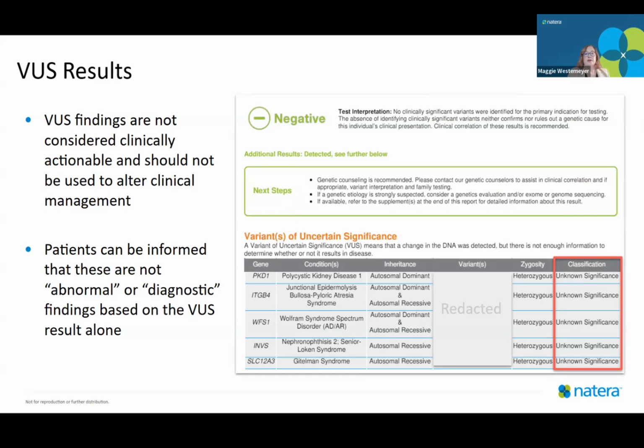It's really important, I think, to remember that VUS findings are not considered clinically actionable. So if you're reviewing a test report with a patient, they can be informed that VUS are to be expected. Every one of us has genetic changes, and it is uncommon, if you order a VUS-reporting test, not to have at least one reported. So this isn't specifically an abnormal finding. And we cannot confirm a molecular genetic diagnosis in a patient based on the VUS findings alone.